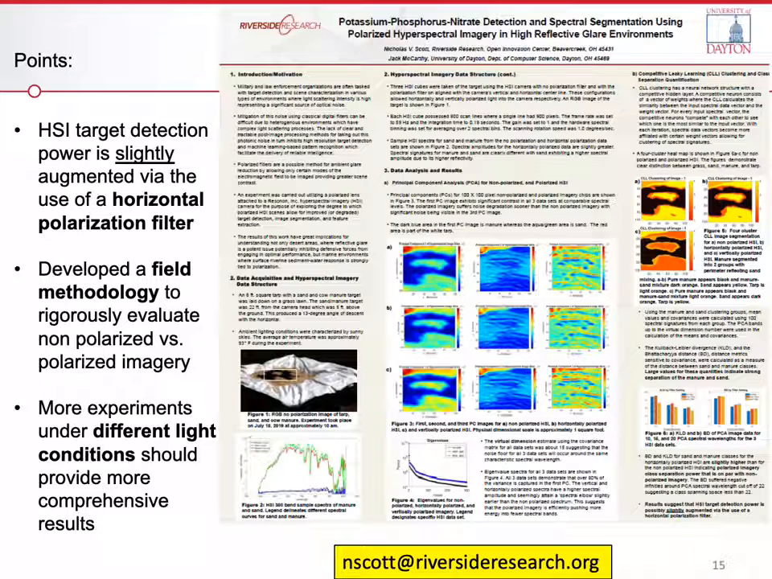This last slide shows my full-fledged poster as I had it initially, and the points are on the left-hand side again. HSI target detection power is slightly augmented via the use of a horizontal polarization filter. We developed a machine learning based methodology to rigorously evaluate non-polarized and polarized imagery, but more experiments under different light conditions are needed to provide more comprehensive results.